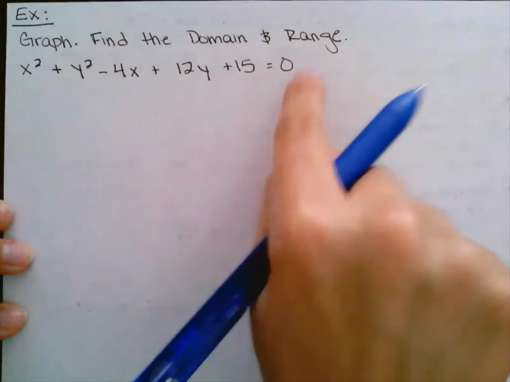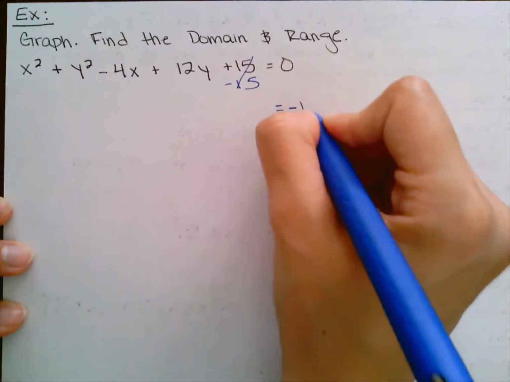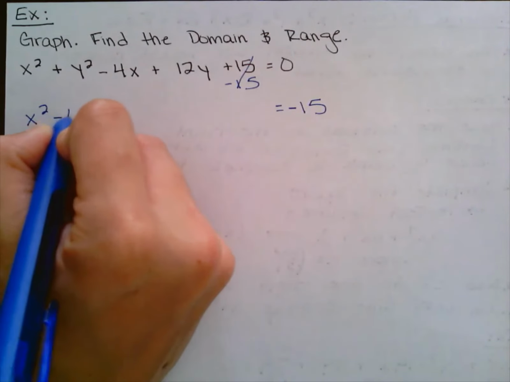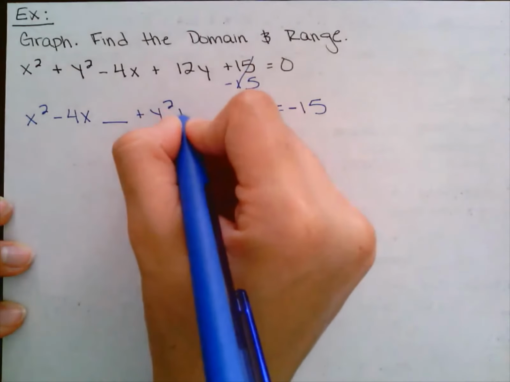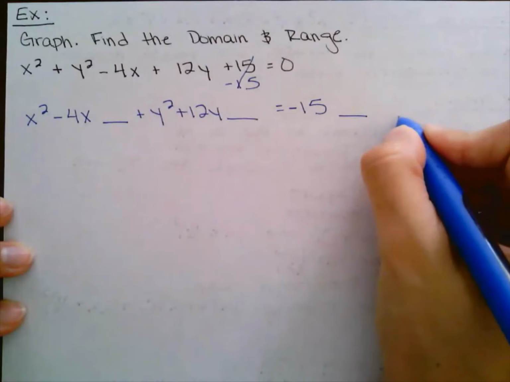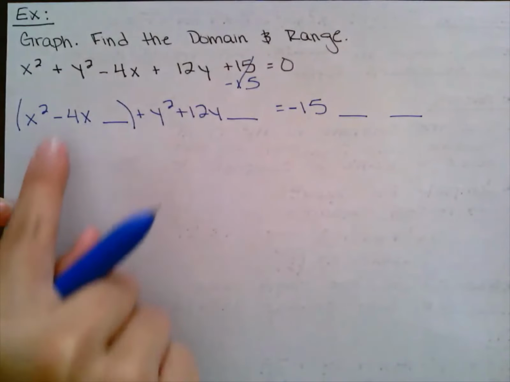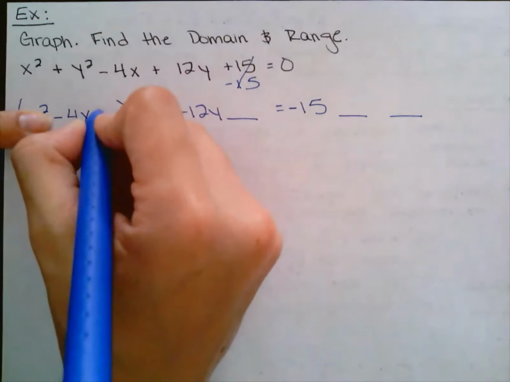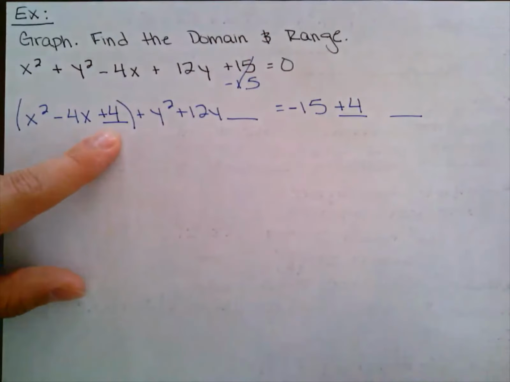Step 1 is to move the constant to the right side. Now on the left, I'm going to combine like terms. So I'm going to put my x's together, leave a blank, my y's together, and leave a blank. If I put 2 blanks on the left, I need to put 2 blanks on the right. Now, let's complete the square for the x's. Half of my middle term would be a -2, squared would be a +4. If I add a 4 to the left, I have to add a 4 to the right.